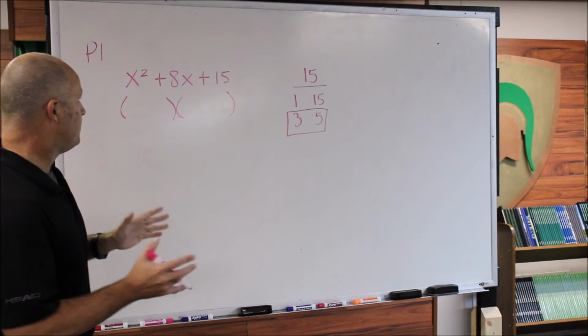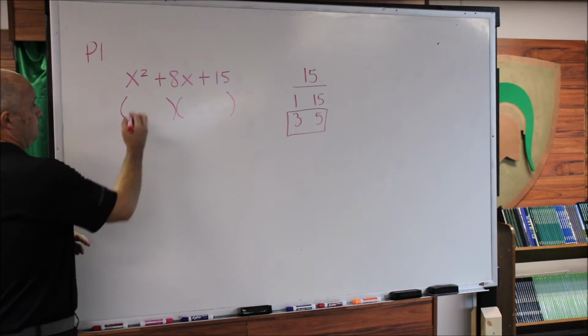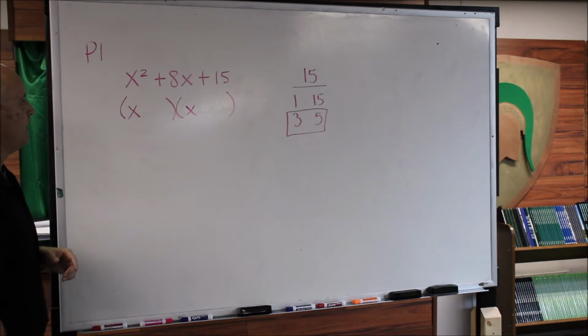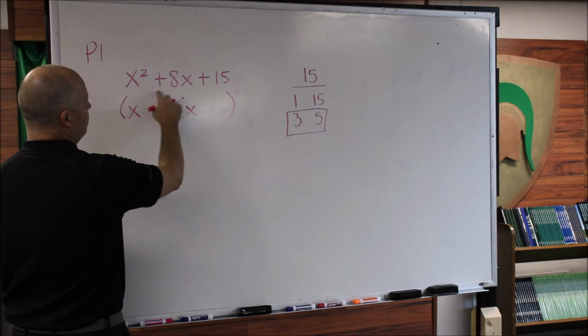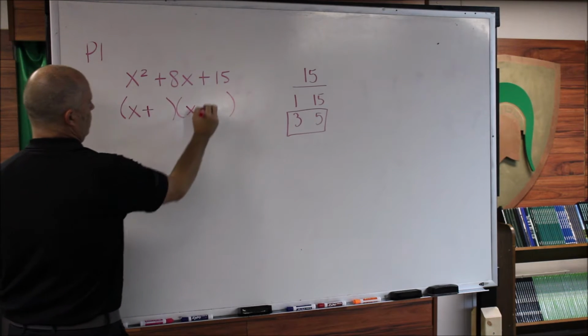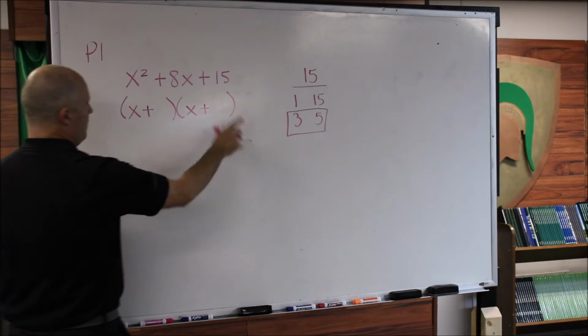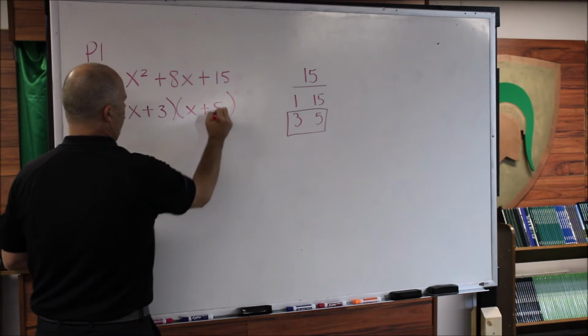So all I'm going to do now is figure out, what am I going to do with this x squared? Well, the x squared is just going to become x and x. Then, since I know that both of my signs are going to be positive, I'm going to put pluses right after the x's. And then I'm going to put a 3 and a 5.